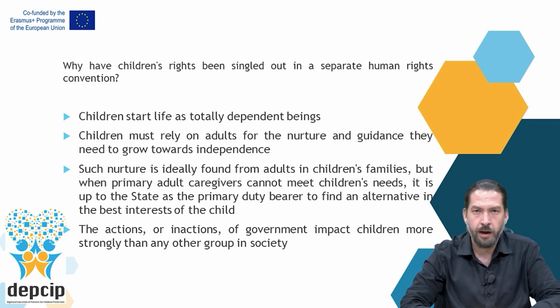Such nurture is ideally found from adults in children's families, but when primary adult caregivers cannot meet their children's needs, it is up to the state as the primary duty bearer to find an alternative in the best interests of the child. The actions or inactions of government impact children more strongly than any other group in society.